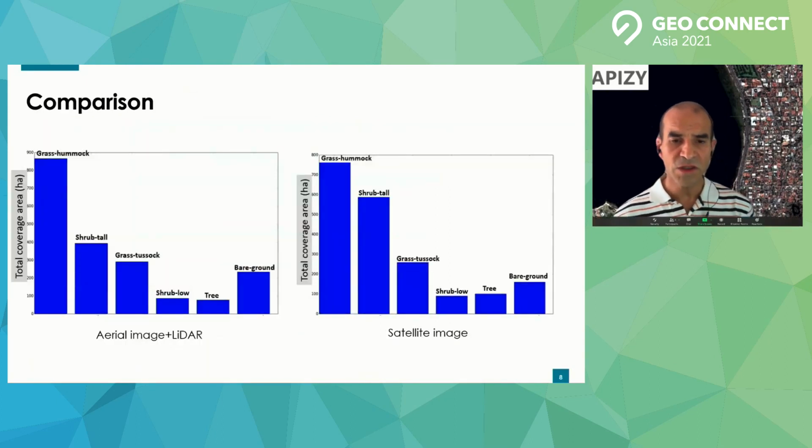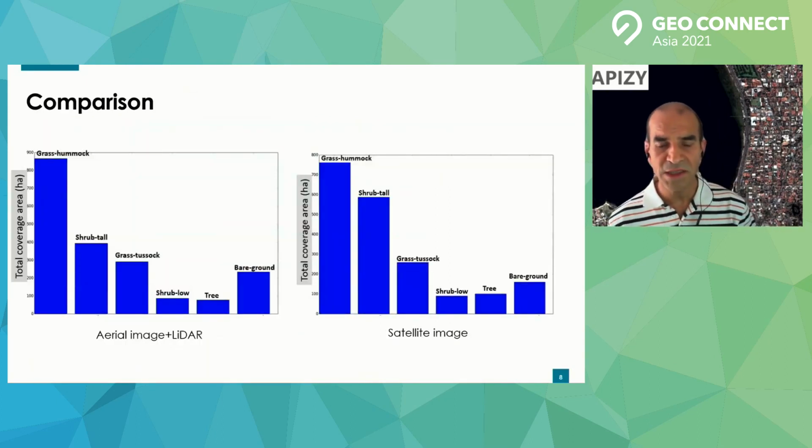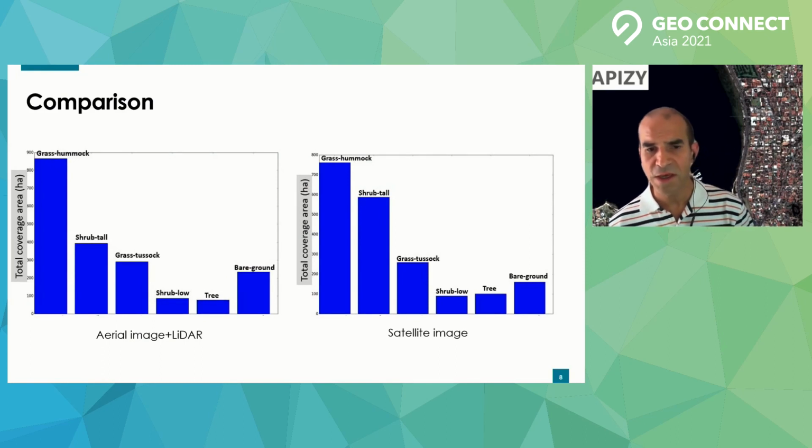Now, this is the result of both analyses. On the left, we use aerial imagery and LiDAR. As you see, the proportion of different plants. And on the right, you see the satellite imagery. And the cost, of course, is much, much less than aerial imagery and LiDAR.